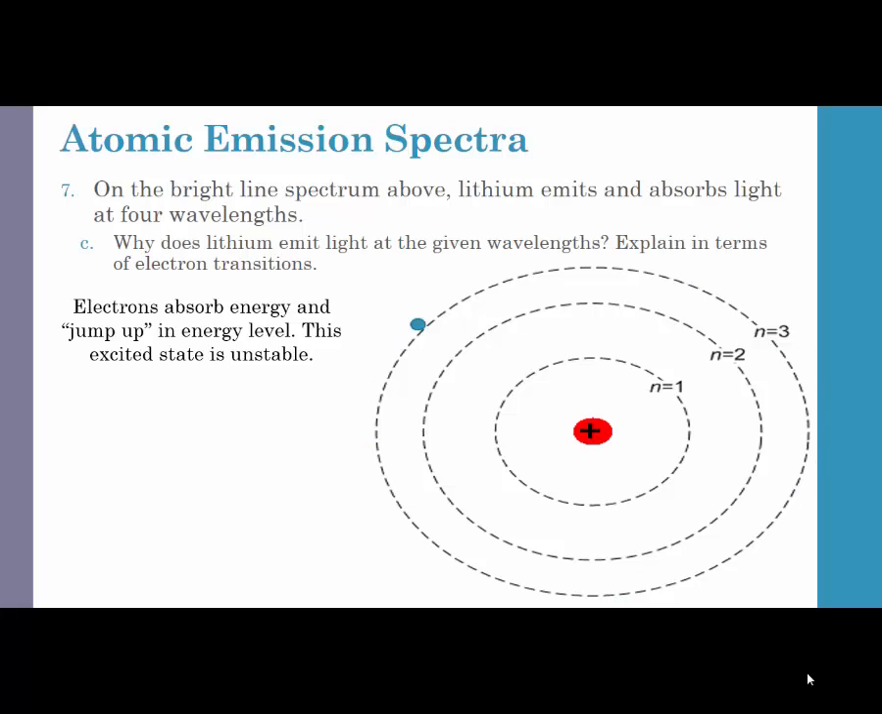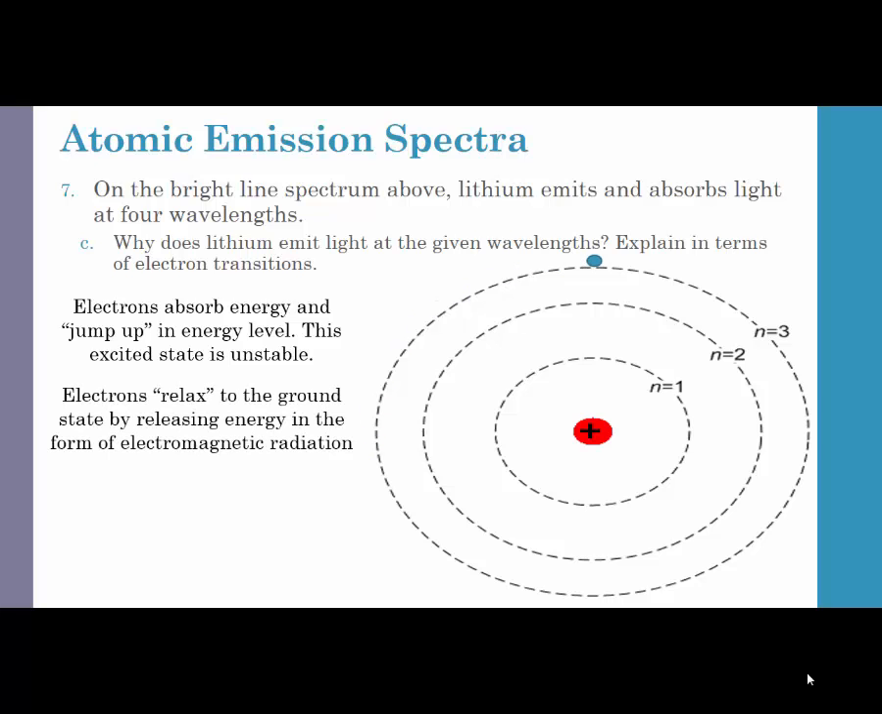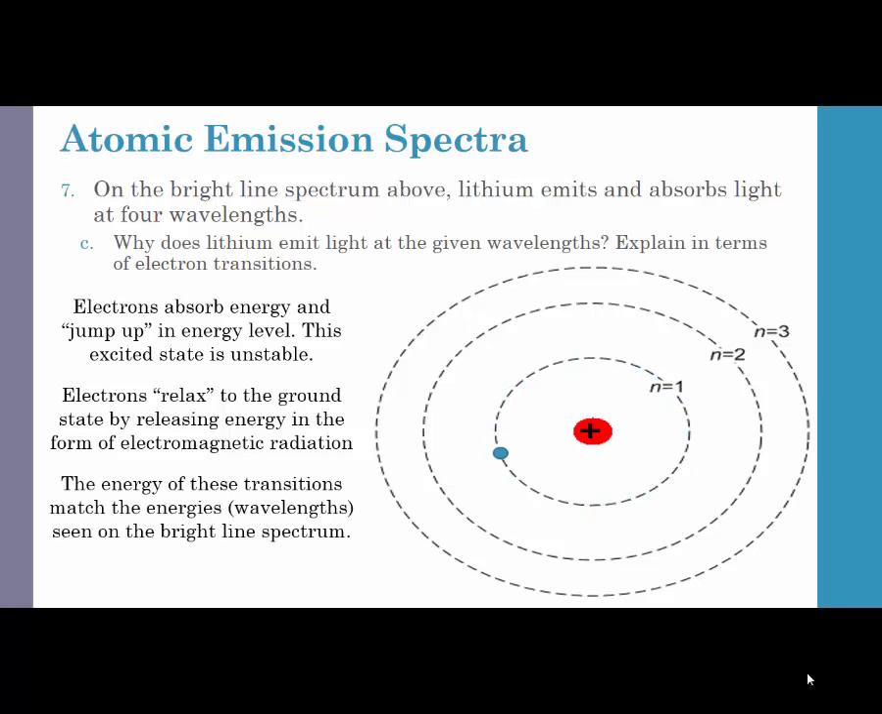In order to regain stability, the atom is going to need to re-emit that energy in the form of electromagnetic radiation. In doing so, that electron is able to relax back down to the ground state. So that extra energy has been re-released. The energy of these transitions matches the wavelengths that we see on the bright line spectrum.